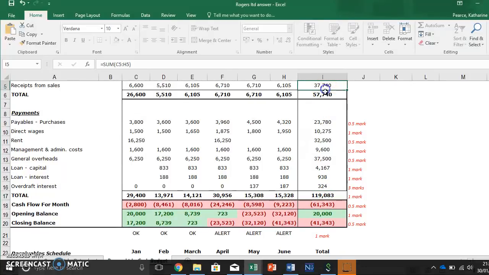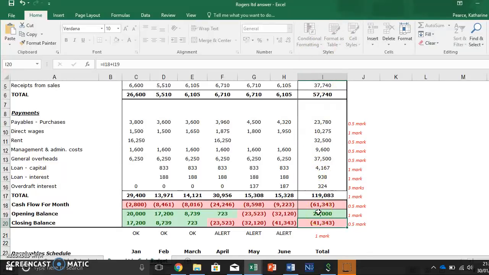119,083. So 57,740 minus 119,083 equals negative 61,343. That makes sense. We started out with 20,000 in our bank. So if we started out with 20, we have a negative cash outflow of 61,343. What we're going to end up with in our bank is negative 41,343. So that is the sum of these two. So our column is internally consistent.